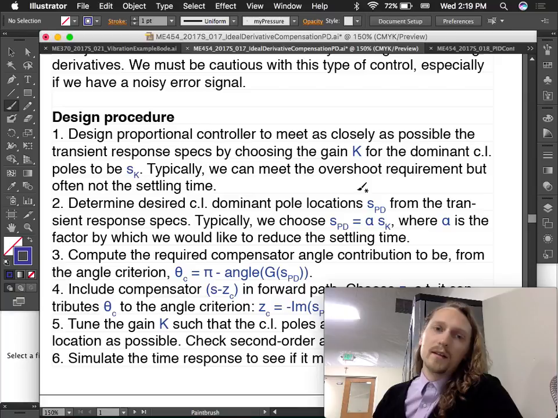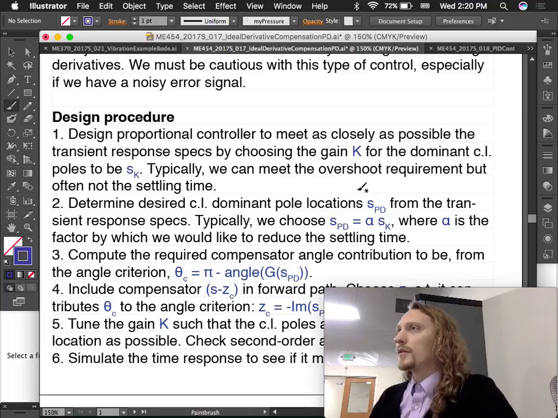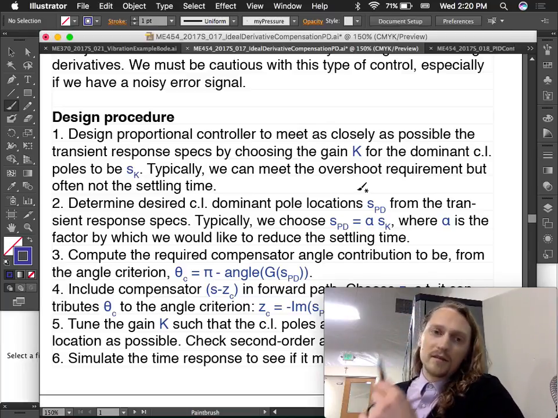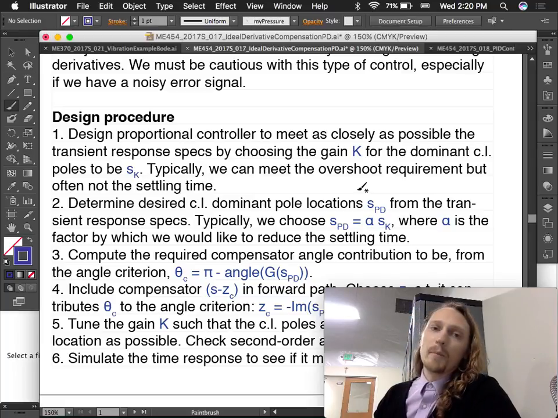So step 1, design a proportional controller to meet as closely as possible the transient response specs by choosing the gain, K, for the dominant closed loop poles to be at s_k. So we choose a gain, just like we did when designing a proportional controller for all of the previous problems. We try to get as close as possible to the transient response that we like, but if we're going to need to do PD control, it's not going to be the transient response we really want. It's going to be something that falls short of what we want. So typically we can meet the overshoot requirement, but often not the settling time.